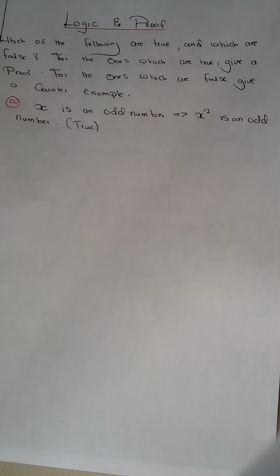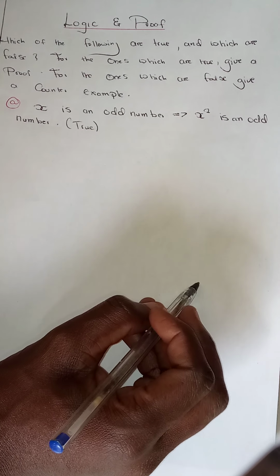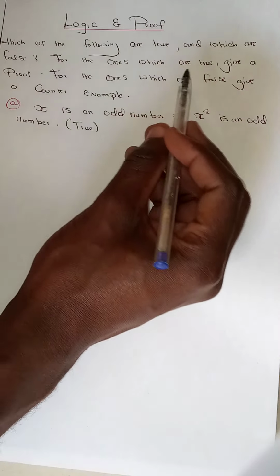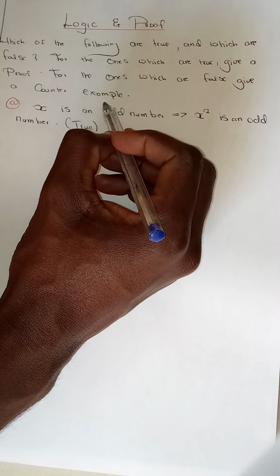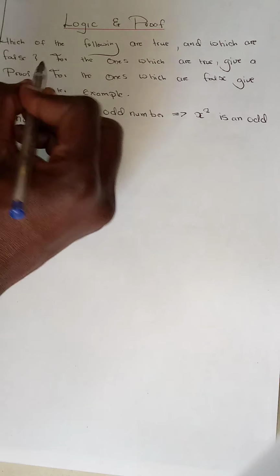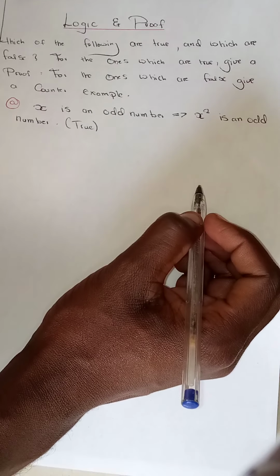Hi everyone, our main topic of discussion today is logic and proof. So we have an example here which says, which of the following are true and which are false? For the ones which are true, give a proof. For the ones which are false, give a counterexample.